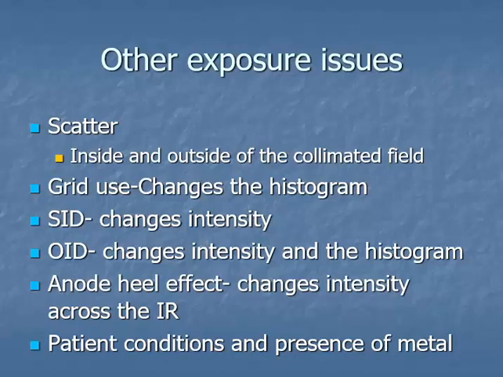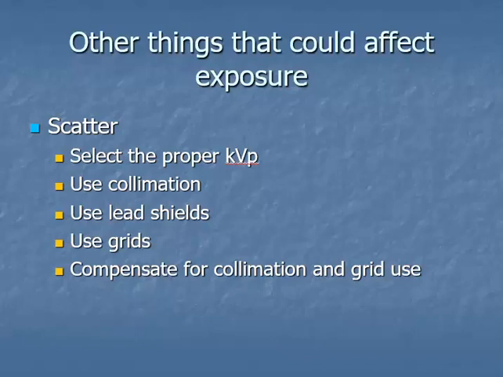So, patient conditions and presence of metal. We talked about presence of metal, but also if we have a patient who has, let's say, a massive pleural effusion, that's going to change the representation and the similarity between your histogram and the lookup table as well. So how do you affect a change in scatter? Well, we talked about grid use, you know about proper kVp. Use collimation, use grids where appropriate, use lead shields whenever you're shooting through very large anatomy, like lateral T-spine, lateral L-spine, things like that.